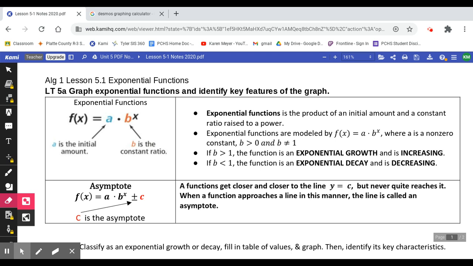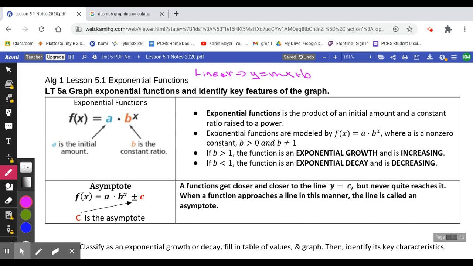In this lesson, Unit 5, Lesson 1, we are going to be talking about exponential functions. Okay, so most of you know a linear function. And a linear function, just as a little review, looks like y equals mx plus b. Okay, an exponential function is going to have to look something different.